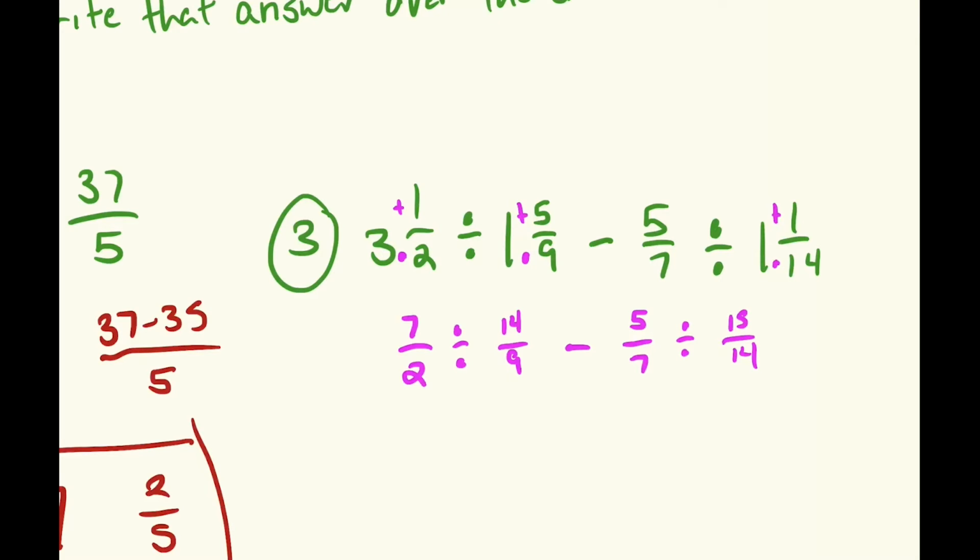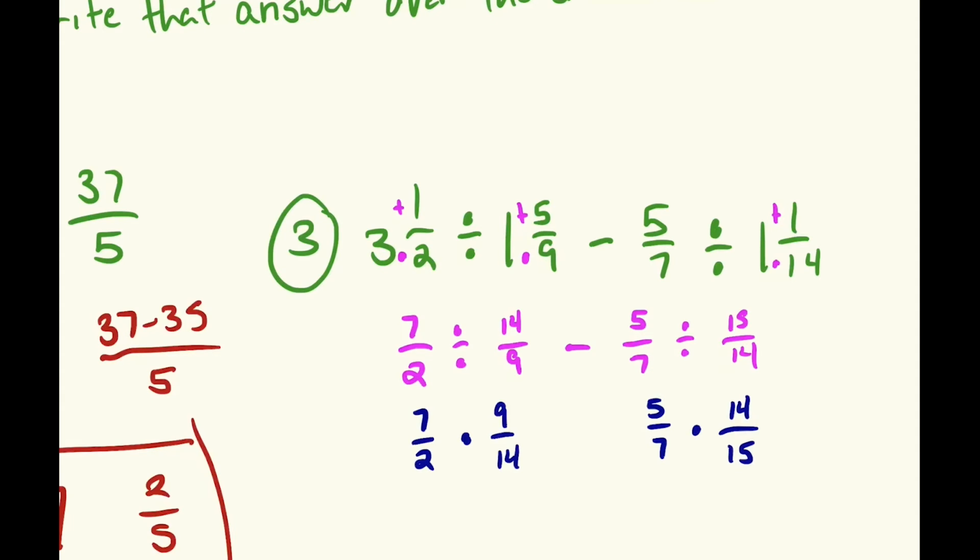Now that we have everything into just a fraction form instead of a mixed number form, all we have to do is follow order of operations. We have to do all of our division before we do addition and subtraction. So remember, we have to use our keep, flip, change rule. We keep the first, we flip the second, and we change to multiplication. We do the same thing over here. We keep the first. We flip the second.